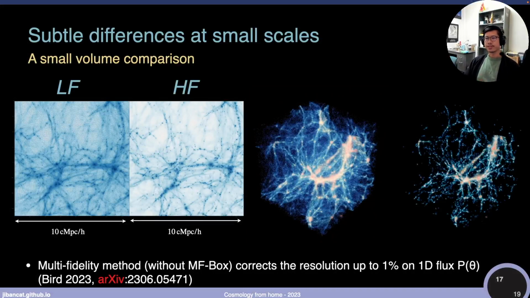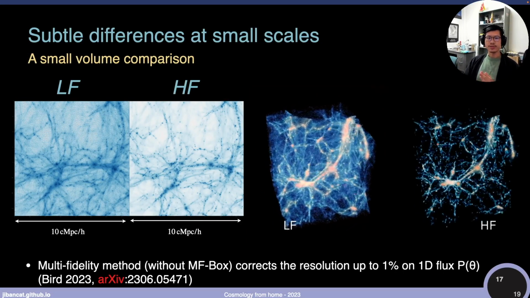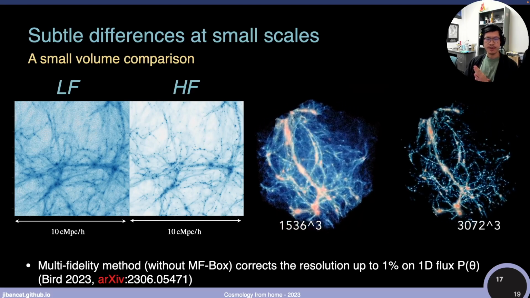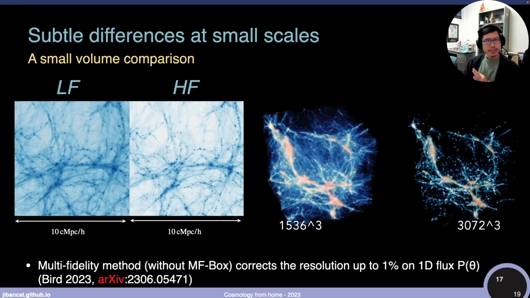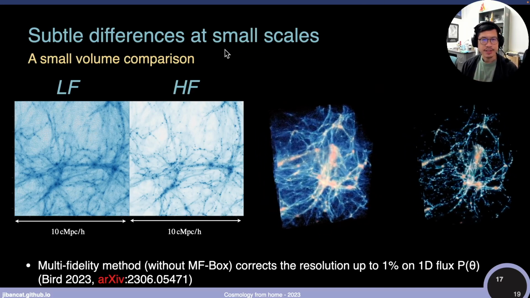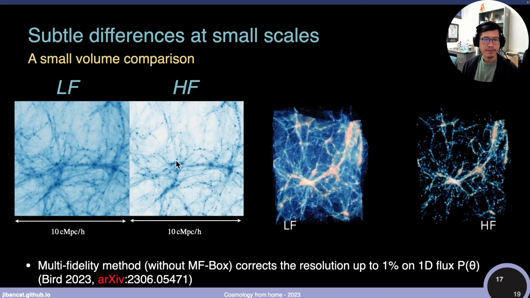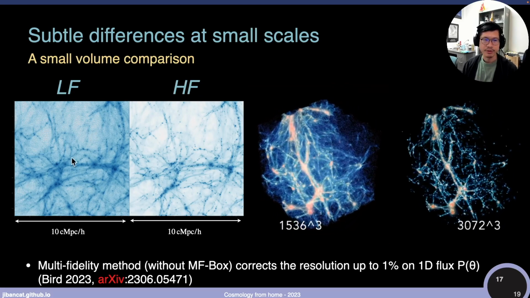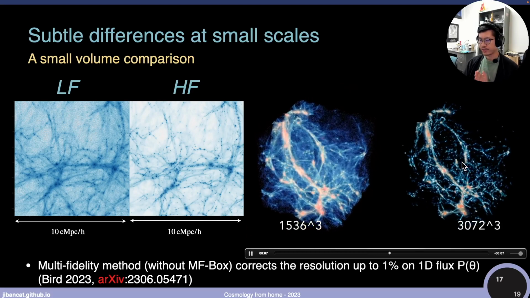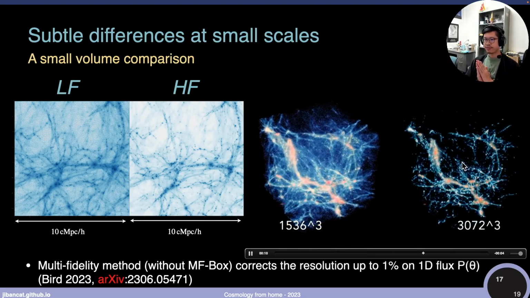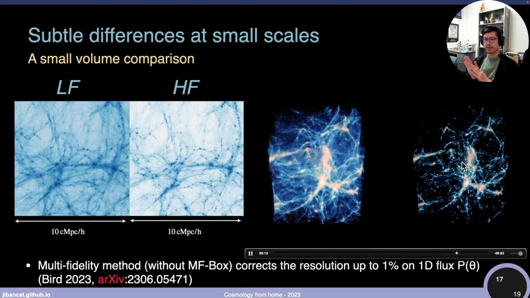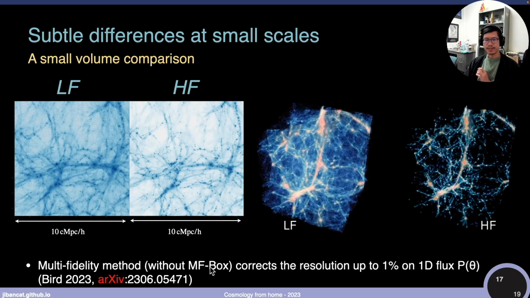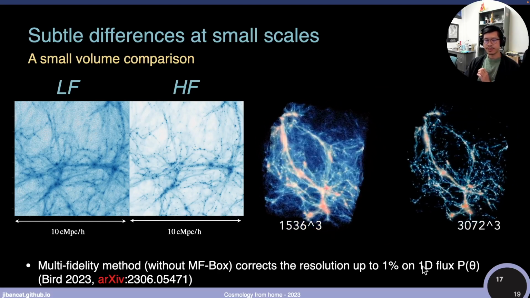So here, we zoom into a smaller region to see what the actual difference is between low and high fidelity simulation suites in PRIYA. You can see the subtle differences, as these scales have finer structure in the HF compared to the low quality one, which translates into a 1D flux difference of roughly 10 to 20%. And we use the multi-fidelity method with MFBox, which corrects the resolution up to 1%.